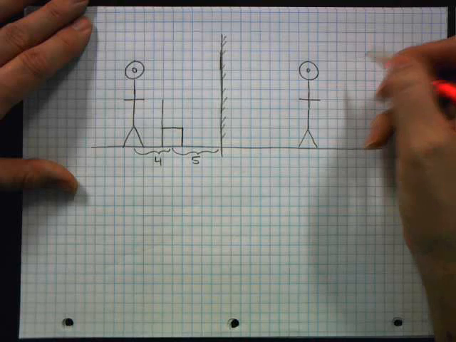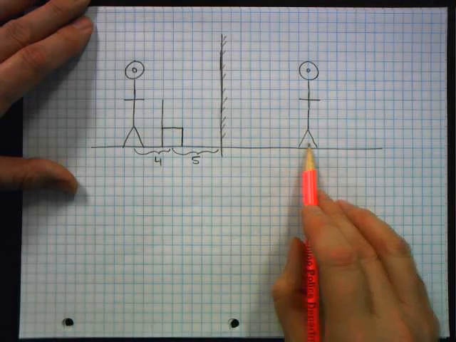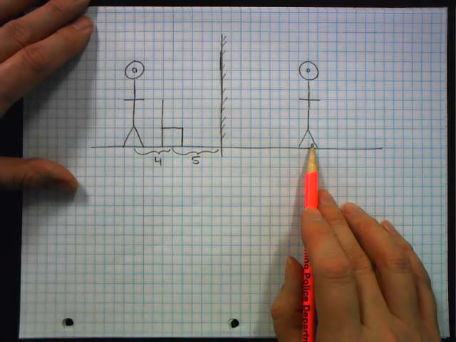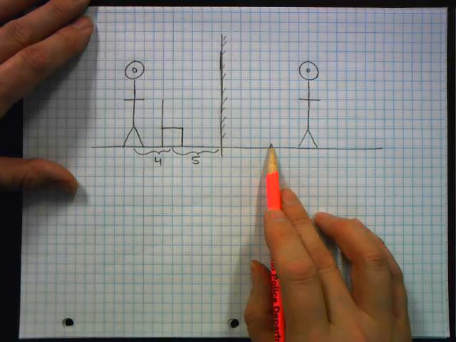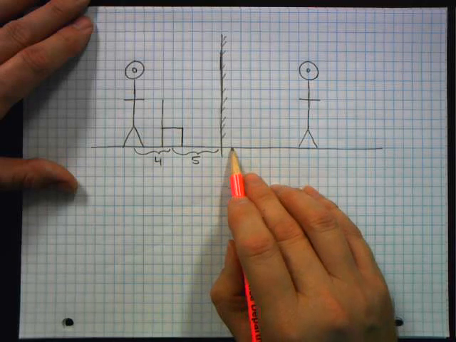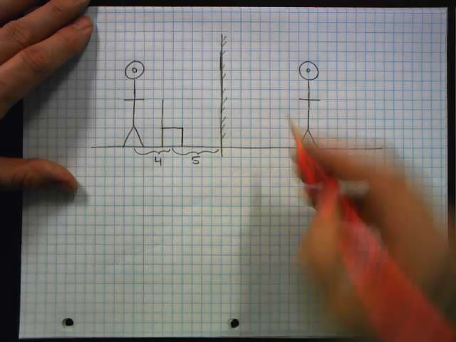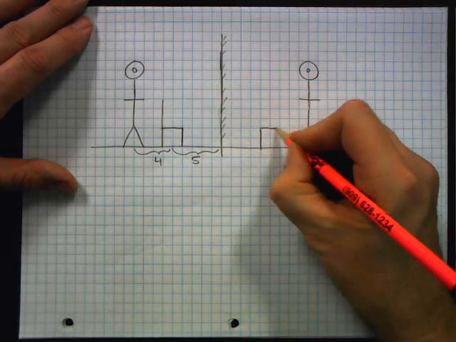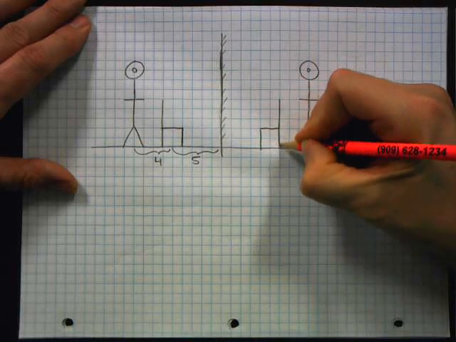Now, if he's the same distance out from here, there's no reason to think that the chair is not also the same distance out. And it is. And we'll prove that in just a second. So I'm going to come out 5 boxes: 1, 2, 3, 4, 5. There's the middle of the chair. Chair goes up to here.